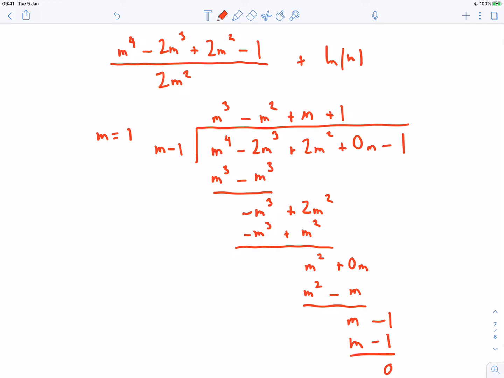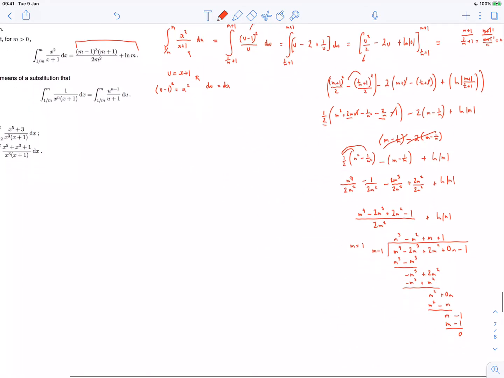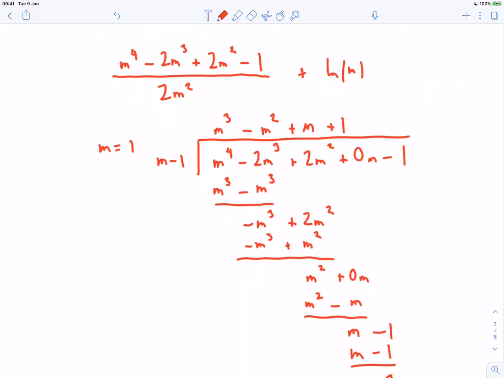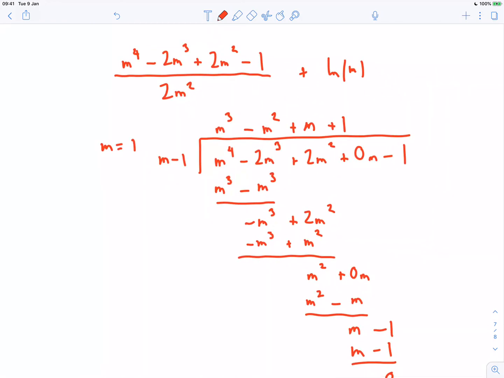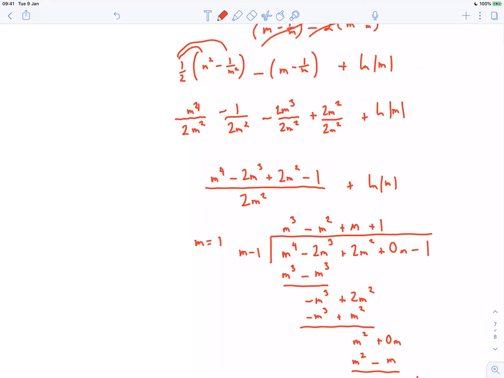Well, that is interesting. So is m minus 1 supposed to be a factor 3 times? That shouldn't work out. What have I done wrong? I have done something wrong here.